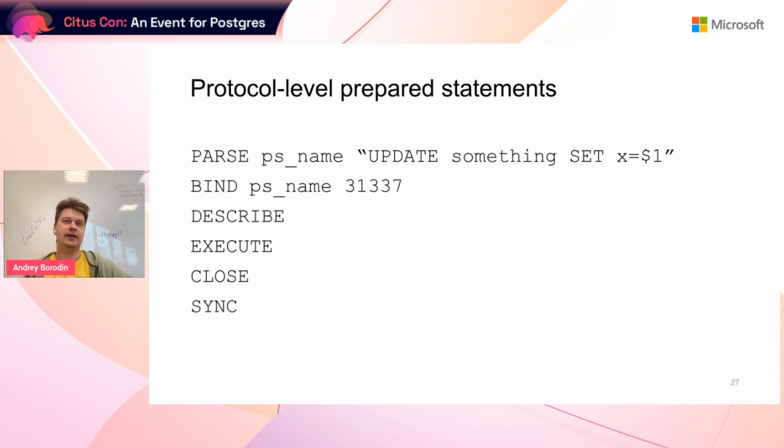First, the client issues a front-end message, parse. Parse is saying, remember that PS name is following SQL command, and this command may have some parameters. Next, the client issues bind PS name to parameter values. Here you bind parameter 1 to number 31,337. And then you say describe, execute, close. This is just saying, give me my data with these parameters.